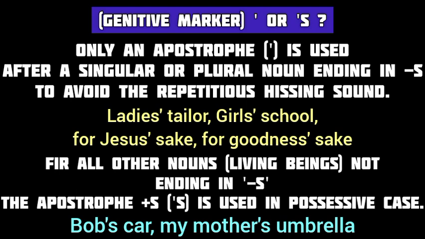In such a case also, we use only the apostrophe sign without the s after it. For example, for Jesus' sake, for goodness' sake, etc. And this is done only to avoid the repetitious hissing sounds in the possessive case. However, for all other possessive nouns of living beings, the apostrophe s is used. For example, Bob's car, my mother's umbrella.